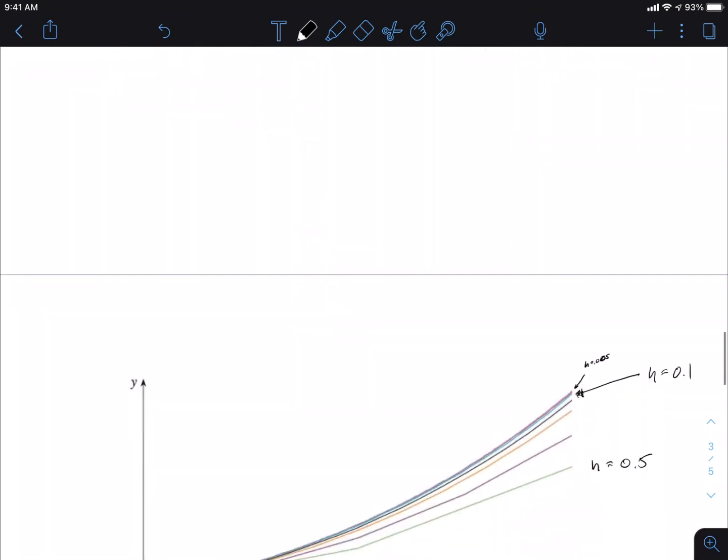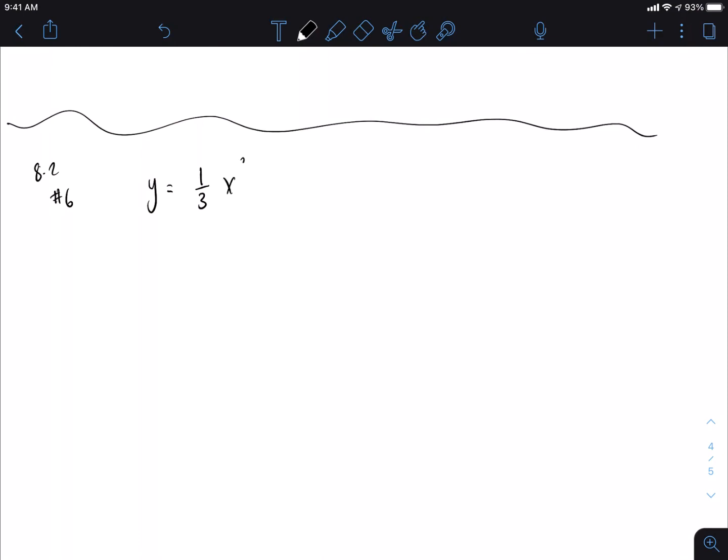Homework review. All right, this is 8.2, number 6. And it says the curve is rotated about the y-axis. Find the area of the resulting surface. So they give me y is equal to 1/3 x to the 3 halves and my interval is from 5 to 12, correct?